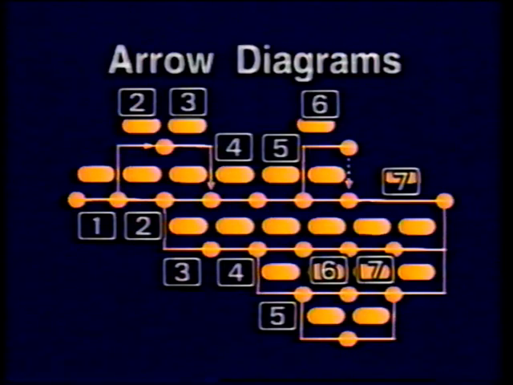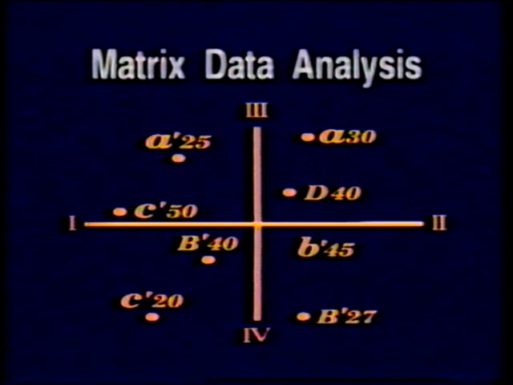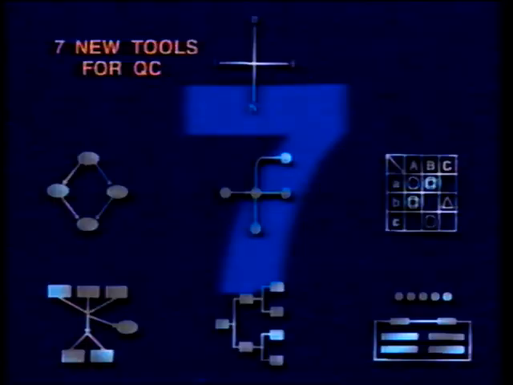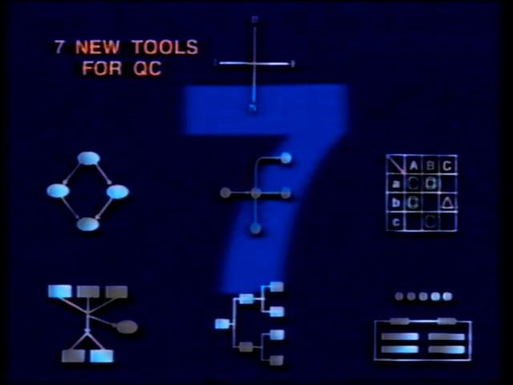In these 3 videos, we've looked in some detail at just how to construct 5 of the 7 new tools for QC. The other 2 are arrow diagrams and matrix data analysis, but they are so multivariate and context-dependent that they deserve a more detailed examination than can be provided here. No single one of the 7 new tools will be the perfect tool for every situation. Each of them has its own particular area of application. It's important to select the right tool for the job at the particular stage of problem solving you've reached.